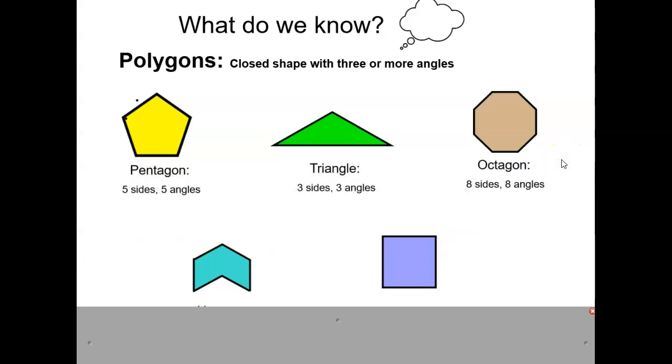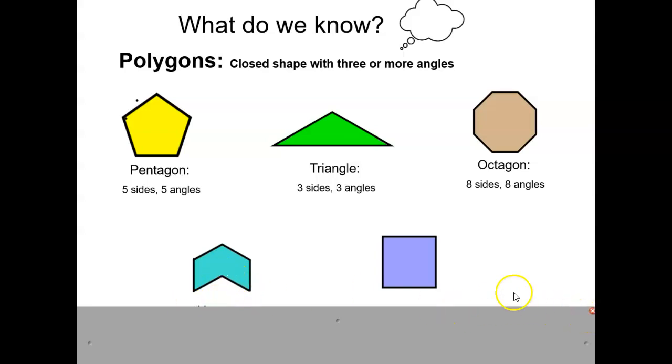You are exactly right. This is a pentagon. The reason it is a pentagon is because, as you noticed, it has 5 sides and 5 angles. This is a triangle. And the reason that this is a triangle is because it has 3 sides and 3 angles. An octagon has 8 sides and 8 angles. What's the name of this shape? And how do you know? Say it with me. Hexagon, because it has 6 sides and 6 angles.